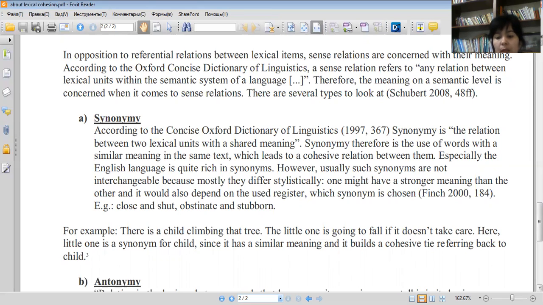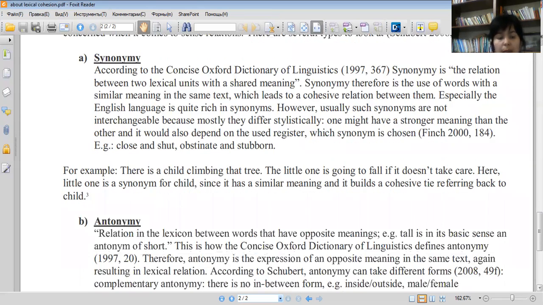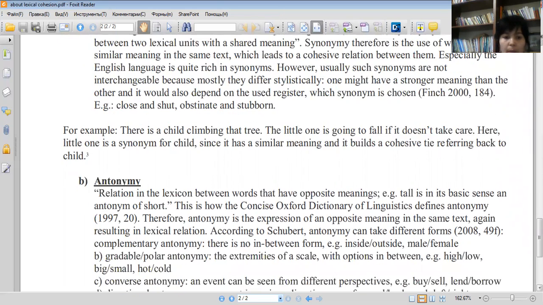And the next one, if you look at the example: There is a child climbing that tree. The little one is going to fall if it doesn't take care. So in this example, little one is a synonym for child, since it has a similar meaning and it builds a cohesive tie referring back to child.